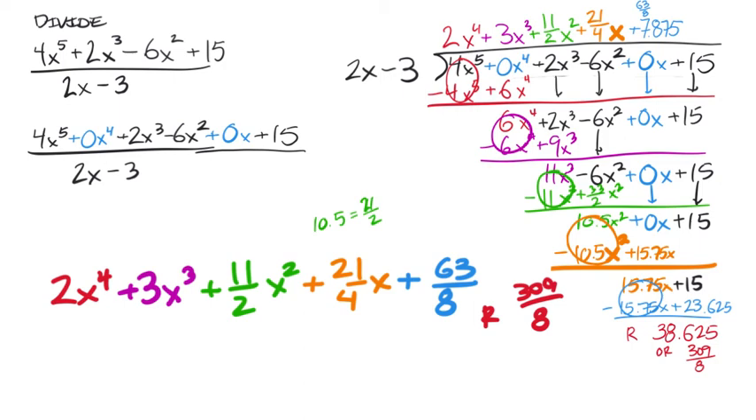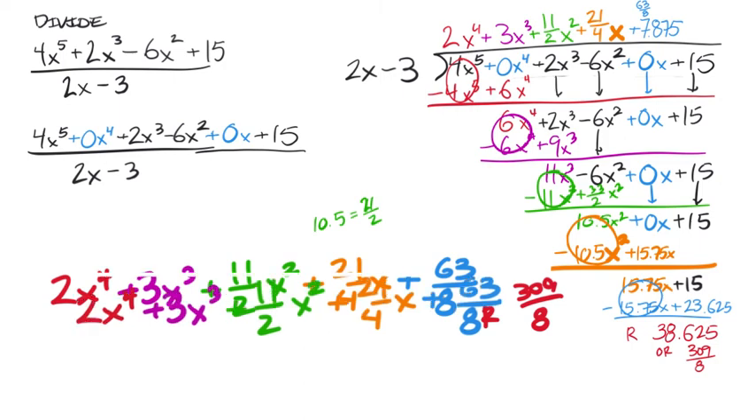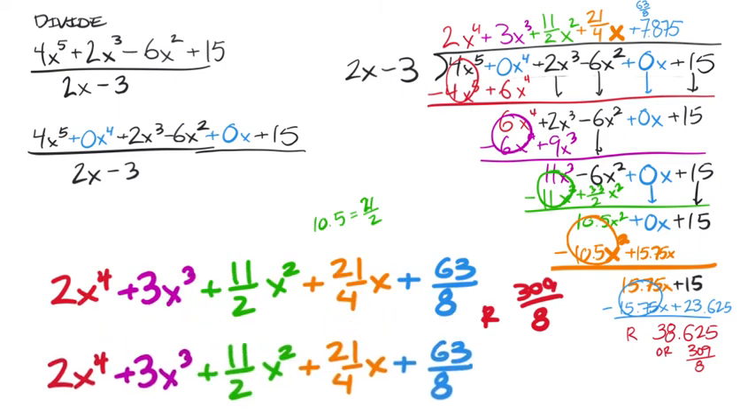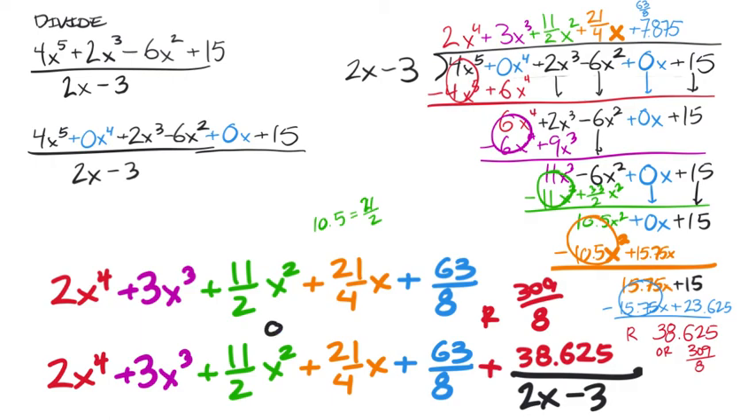Or, like we've seen before, you just write the whole thing out, but then just add the remainder. Well, I guess I would probably want the decimal here, huh? 38.625 over 2x minus 3. Either one works.